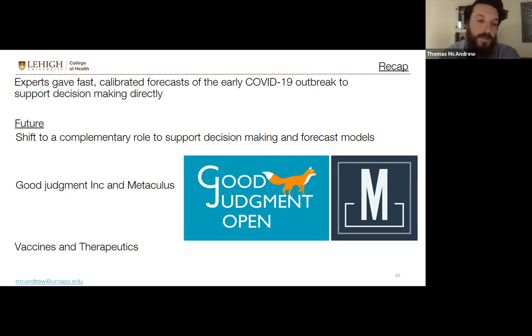In the future, we also plan to work, we have been working, with Good Judgment Inc. and Metaculus, 2 excellent collaborators who have crowdsourcing platforms, and we intend to continue working with them, making forecasts. One other future bullet point is to switch our expert pool from modeling of infectious disease to experts in vaccines and therapeutics and ask them some questions. Next slide, please.